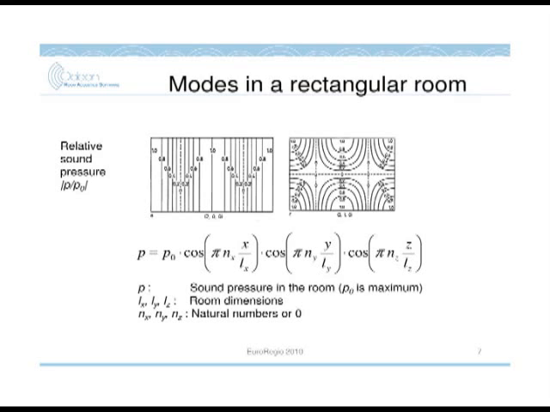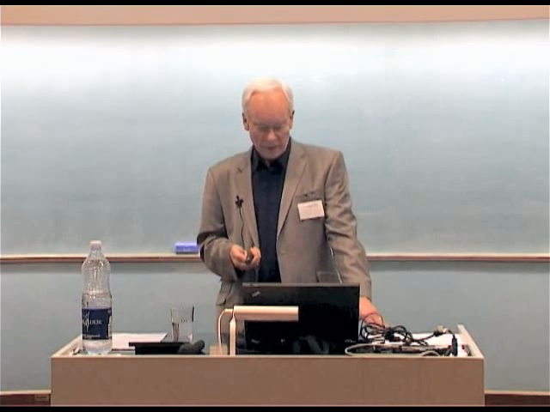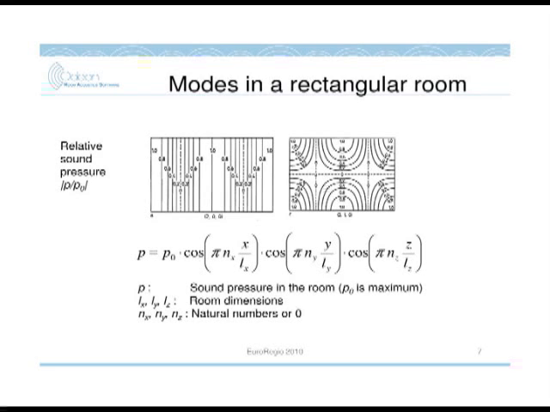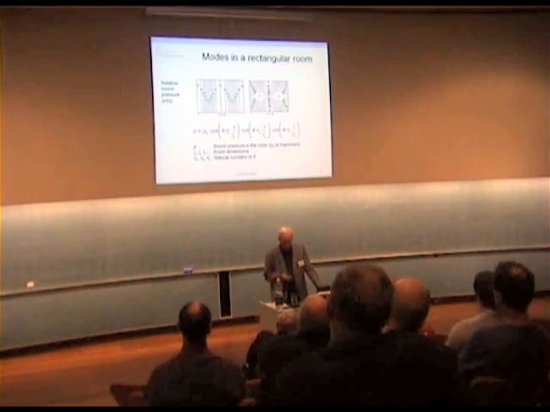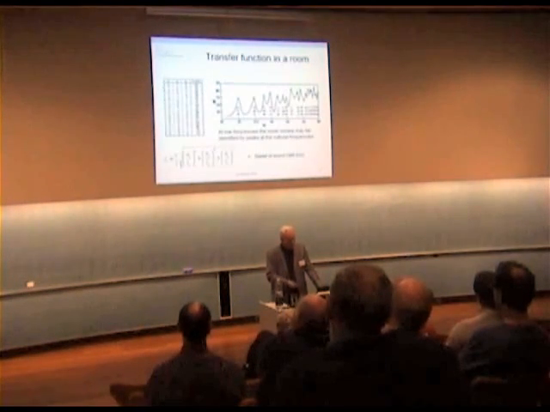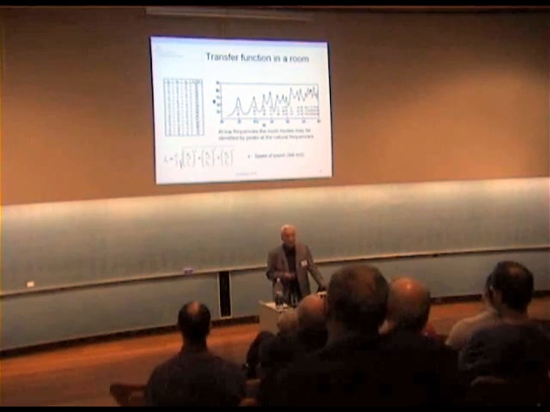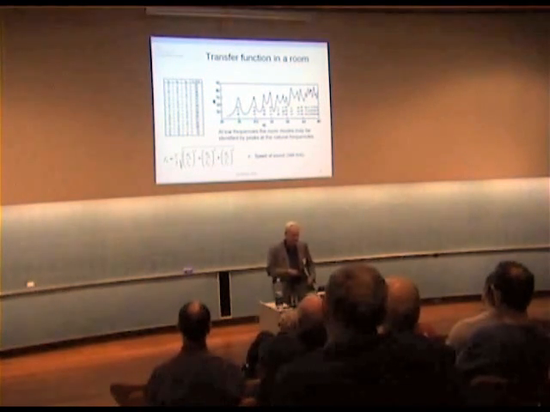But the modes in a rectangular room can be described as 3 sets of cosine functions, where we have the room dimensions Lx, Ly, Lz, and we have also the natural numbers Nx, Ny, and Nz that indicate the mode number. So for each mode, there is assigned a resonance frequency or a natural frequency, and that can be calculated from this equation here in the bottom of the slide.